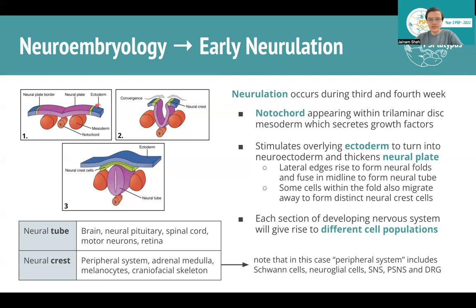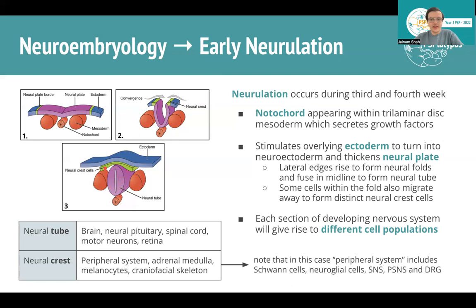So you've got the lateral edges, which rise to form the neural folds. And then they fuse in the midline to form the neural tube. That's what it's showing here. Those lateral edges come together more closely, and eventually you get them sealing off in the middle to form the neural tube. And then over it, you've got the neural crest cells.